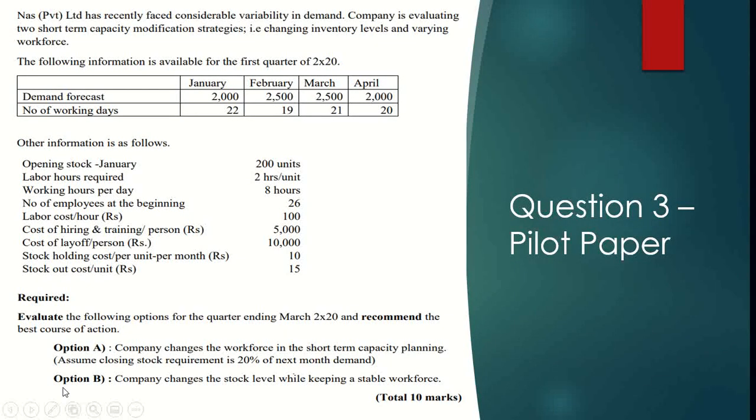Now option B. Option B, they are saying company changes the stock level while keeping a stable workforce. Here they are not touching the workforce. They are only touching the inventory level. So here they are only controlling their inventory levels while keeping the stable workforce.